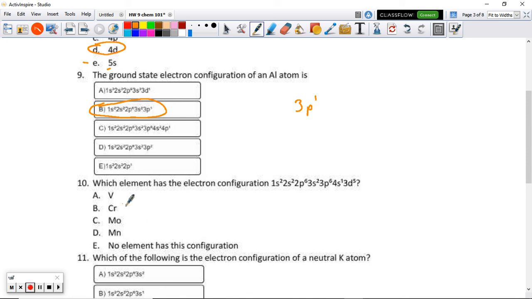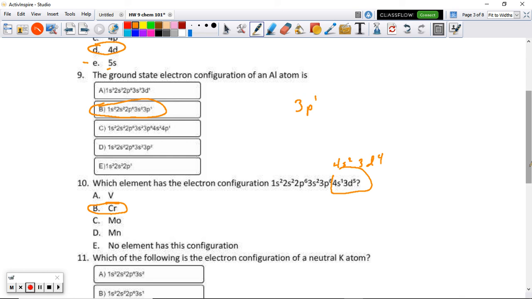All right, which element has the electron configuration of 1s2, 2s2, 2p6, 3s2, 3p6, 4s1, 3d5. Now, notice right here that it says 4s1, 3d5. That means that the second electron in the s has been moved here. So another way of looking at this would be 4s2, 3d4, which your answer comes out to be chromium.